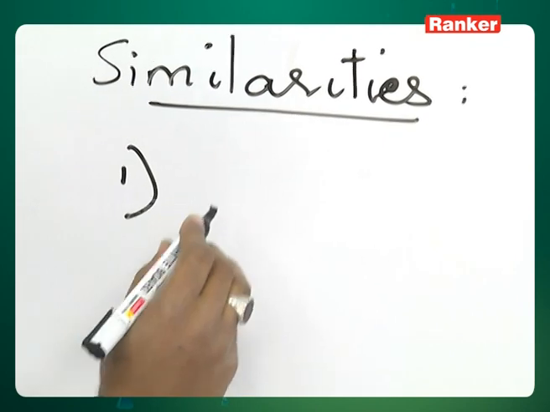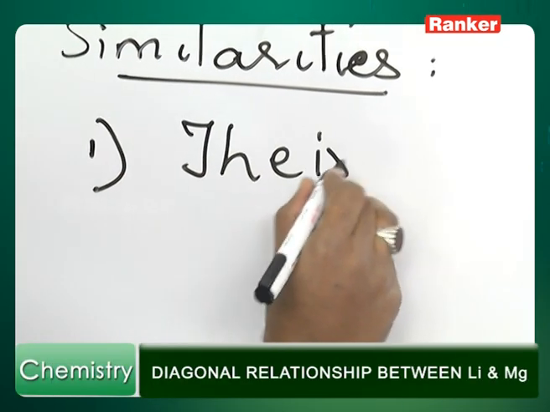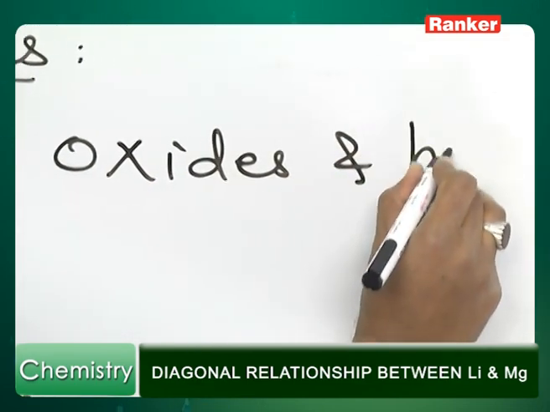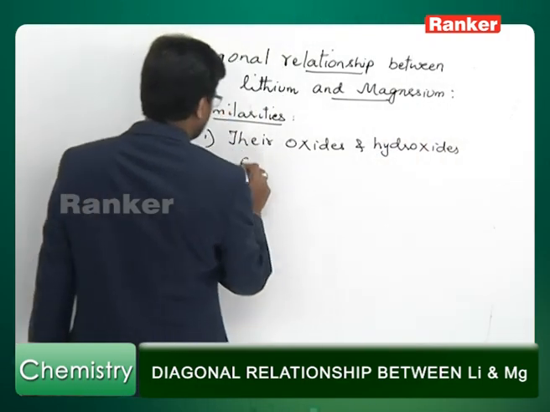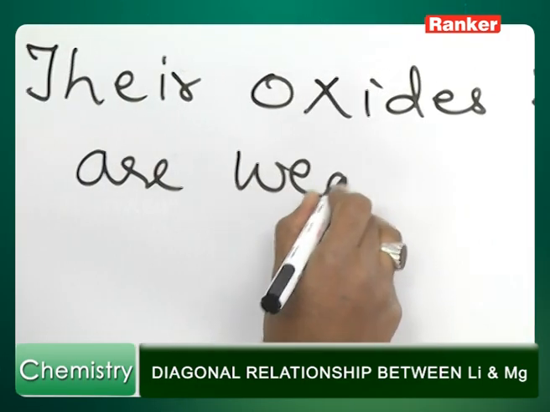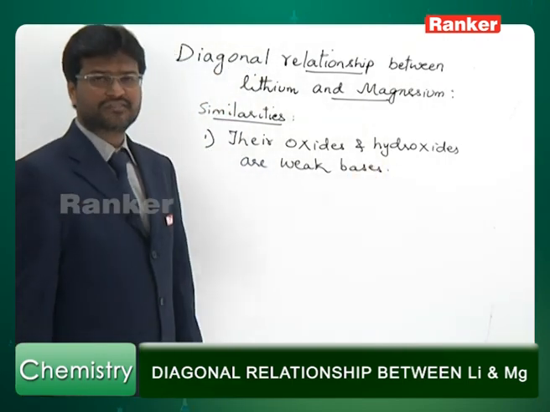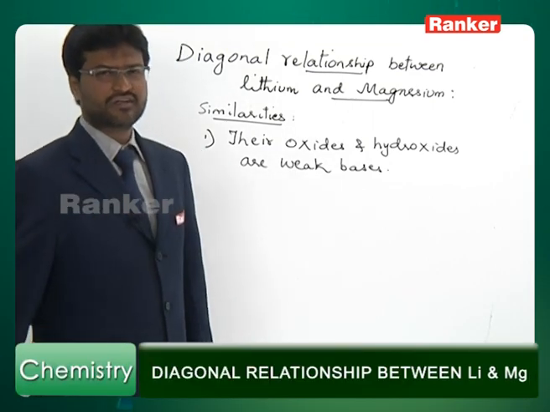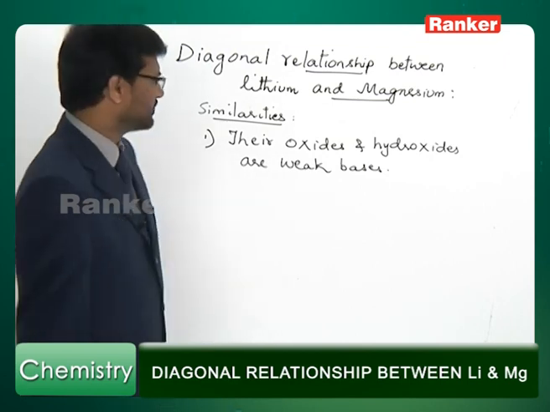Number one, their oxides and hydroxides are weak bases. I mean, lithium oxide and magnesium oxide, lithium hydroxide and magnesium hydroxide, these are weak bases.